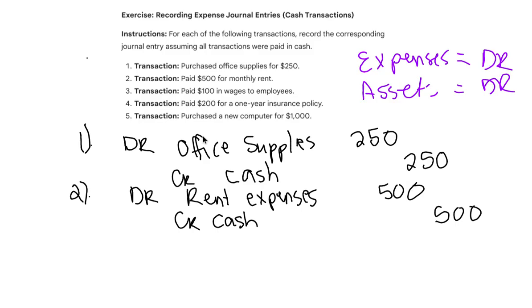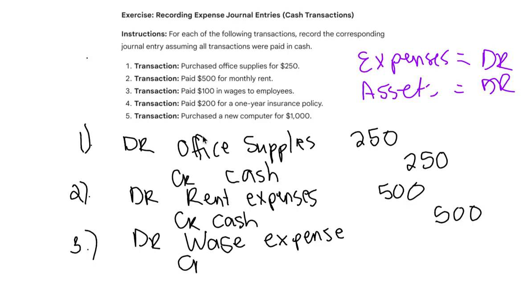Transaction 3, this will always be the same. Whenever you're dealing with expenses and you're paying them off, you are always going to credit your assets as they become less, and you will always debit your expense account. So transaction 3, we paid $100 in wages to employees, so debit our wage expense, and then we credit cash once again, and that is 100.